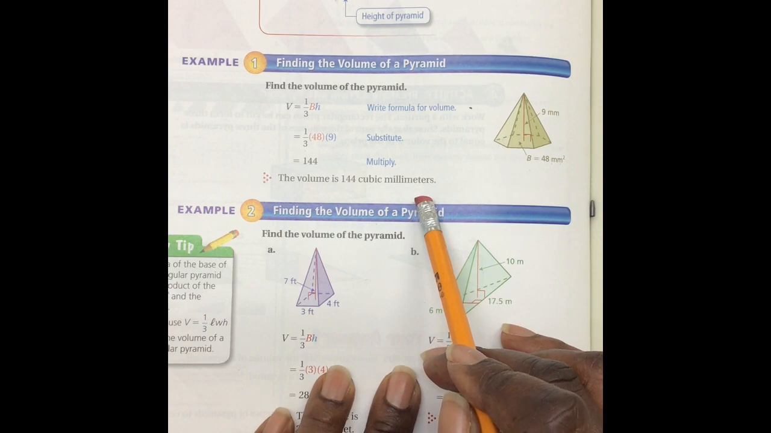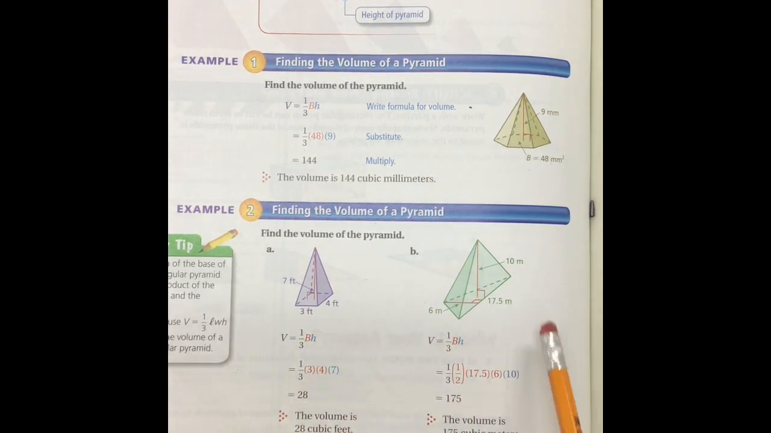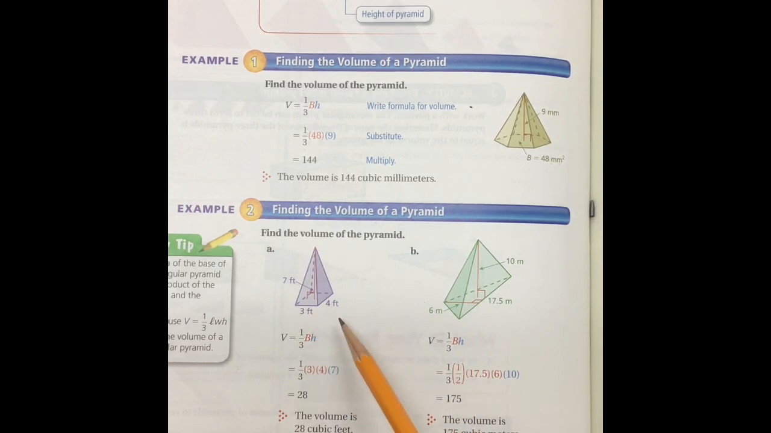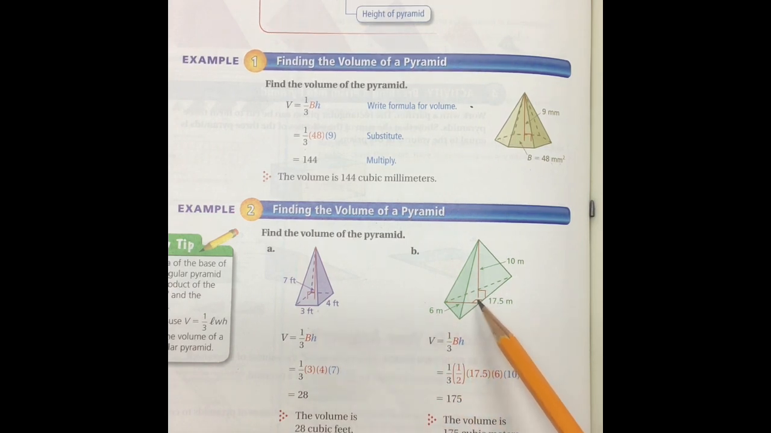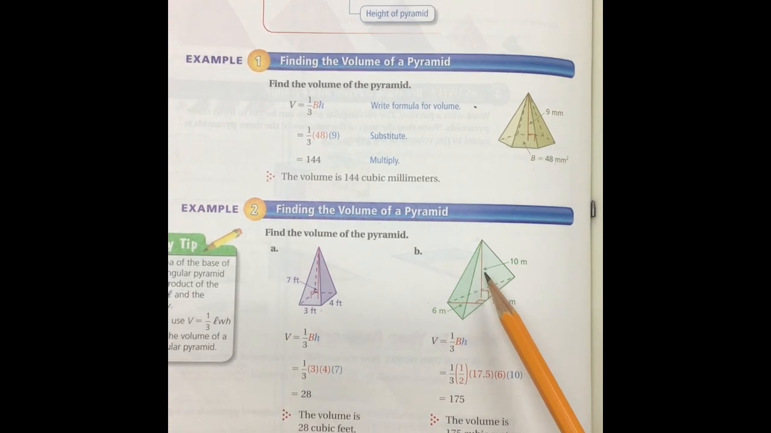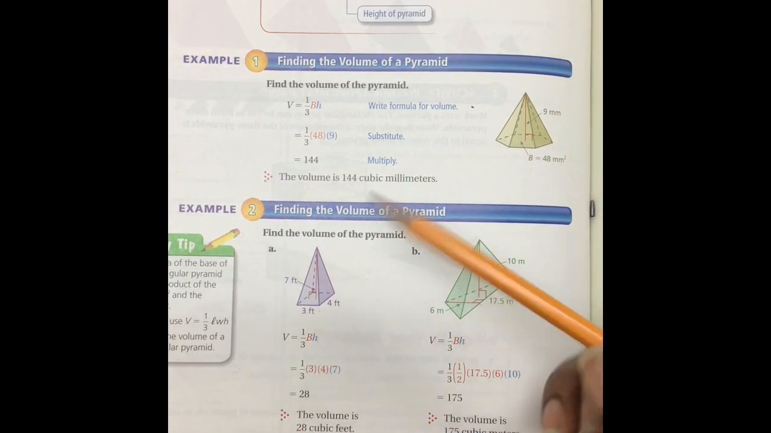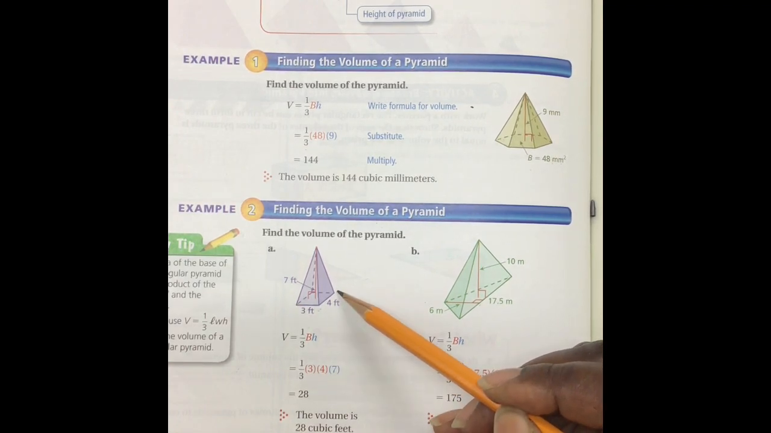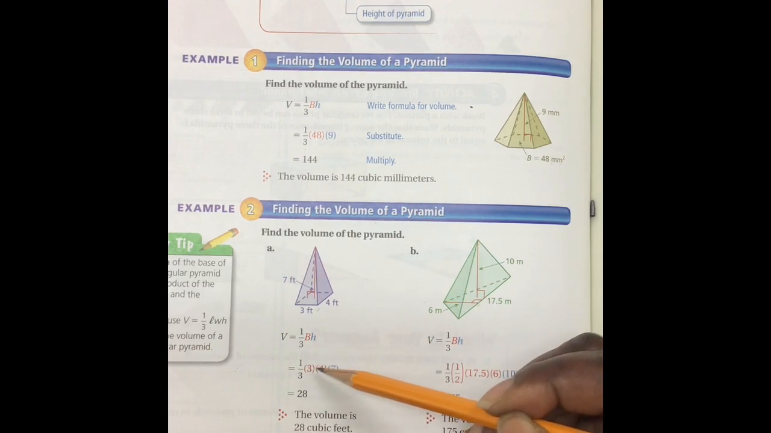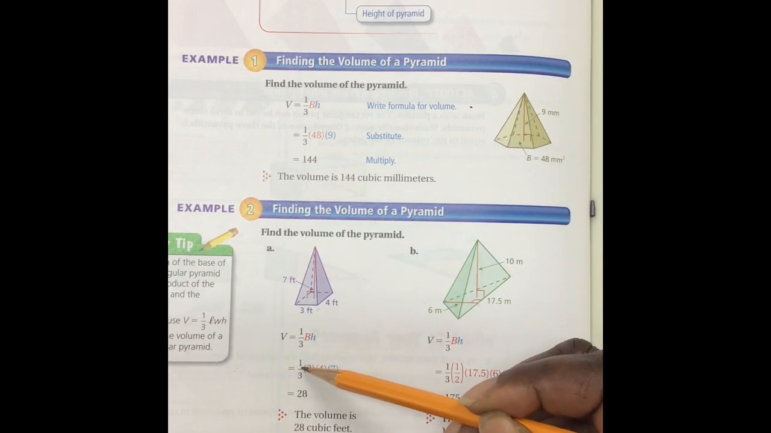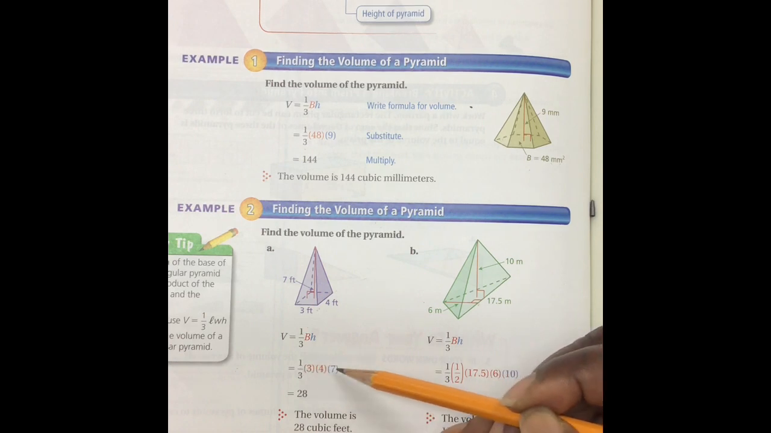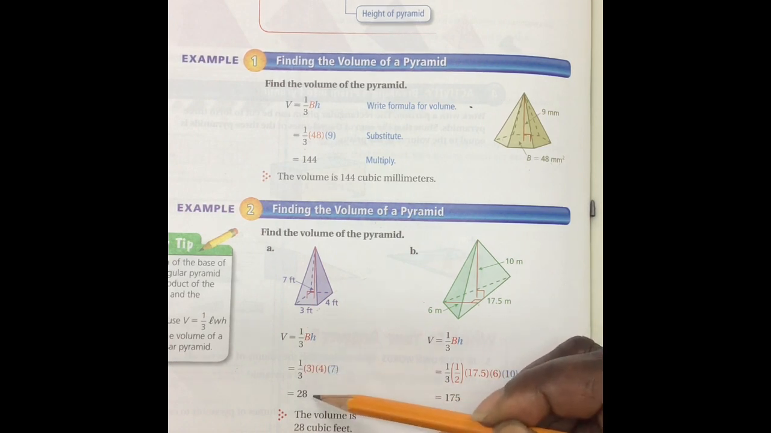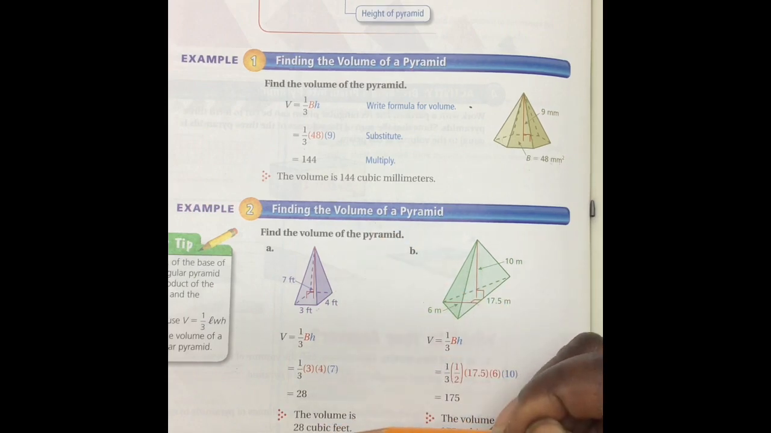Now let's take a look at the next example. In our next example, we have two pyramids. This one is a square pyramid, and this one is triangular. In A, our square pyramid, we have 3 and 4 as our base. So we would have 3 times 4, which is 12. We would take 1/3 of it, which would give us 4, then times our height, which is 7, and our answer is 28. So the volume is 28 cubic feet.